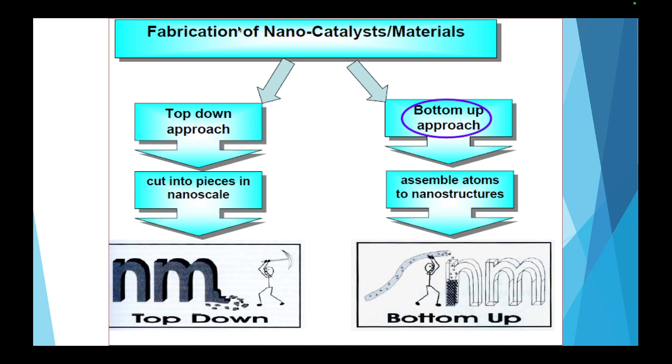Now, this slide shows the fabrication of nanomaterials. Basically, there are two approaches. One is the top-down approach, and the other one is bottom-up. In the first one, the top-down approach, we cut the material into small pieces till we achieve the nanometric size. On the other hand, in the bottom-up approach, we assemble the atoms to form a nanomaterial or nanostructure.